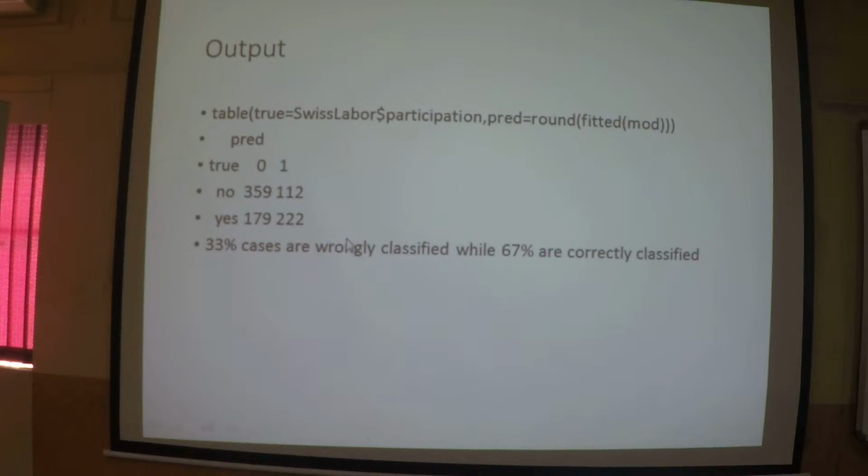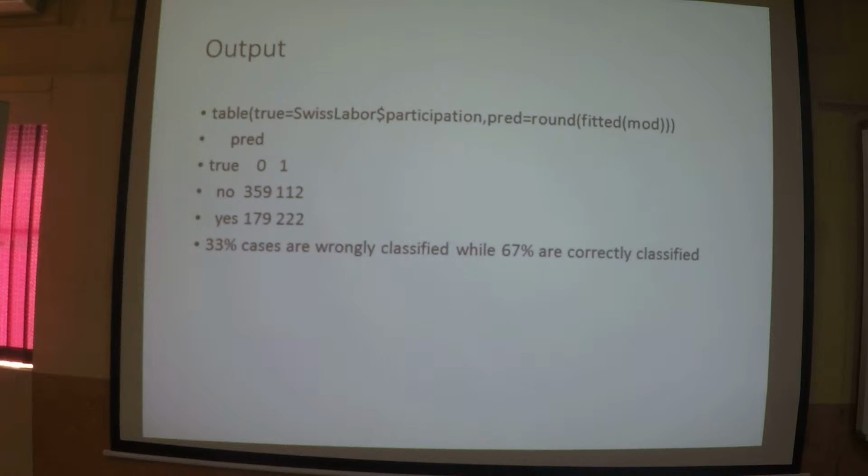Who are the cases wrongly classified? 179 plus 112 are wrongly classified. 359 plus 222 are rightly classified. So 67% of cases are correctly classified if you use a 50% cutoff. But you might wonder why use a 50% cutoff? Why not use a 60% cutoff?